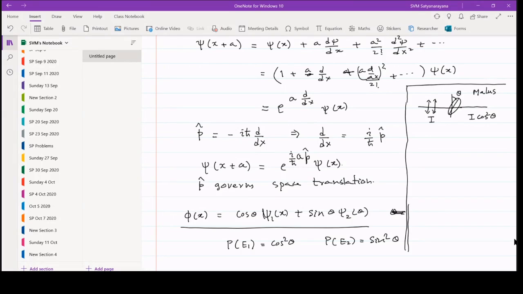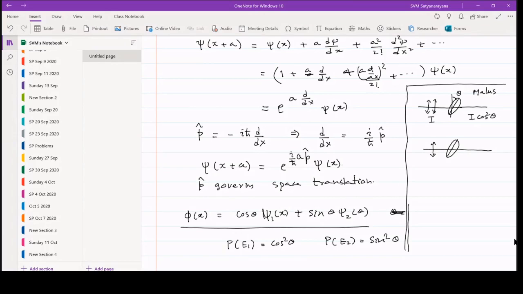Suppose the same experiment, but you are just sending a single photon. One photon you are sending. Now what happens to one photon? This photon will either be transmitted or it will be absorbed. Either it will be transmitted or it will be absorbed.